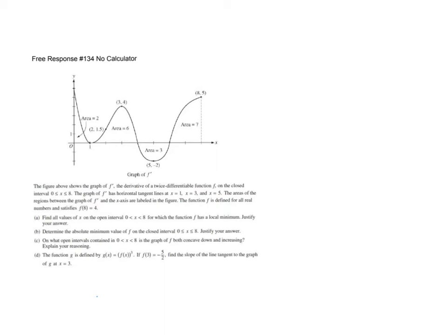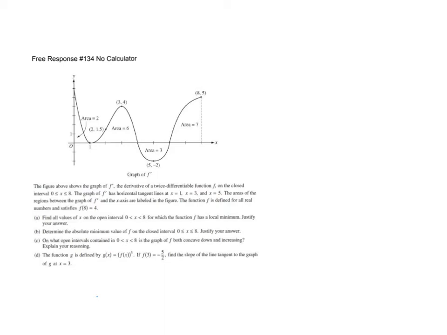concave down and increasing? And then letter D, the function g is defined by g of x equals f of x cubed. If f of 3 equals negative 5 over 2, find the slope of the line tangent to the graph of g at x equals 3. So that's the entire free response problem. And remember, these are probably going to take you 15 minutes or so.